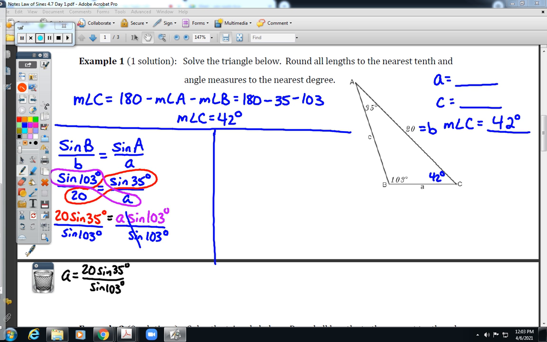So, 20 times the sine of 35 degrees divided by the sine of 103 degrees, 11.77. Now it says round all lengths to the nearest tenth. So if we have 11.77, what does that get rounded to? 11.8. And our units, we don't have any, so we just write units.